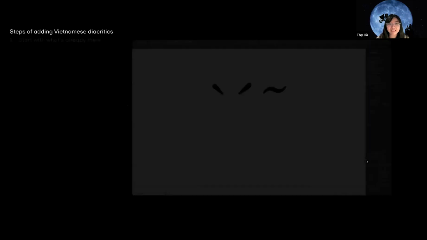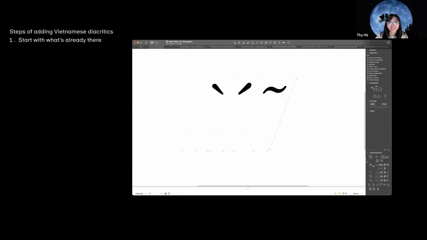And here I use Clip app. I'm not really a global font person; I tried it before and I'm not really good at it. So here are just some of the steps that I use on Clip app to add Vietnamese diacritics. The first step is to start with something that's already there, like you can take the ref, the AQ, or even the tail. You can keep it the same, or if you like something different, you can try that as well.